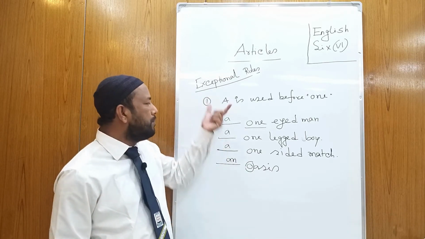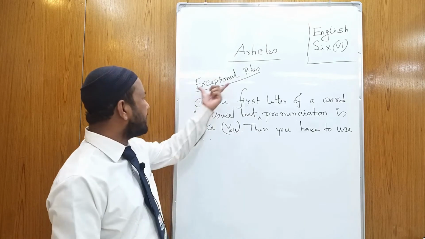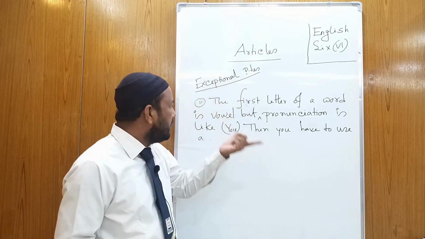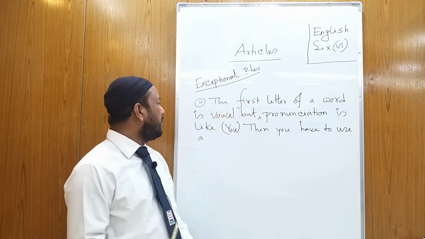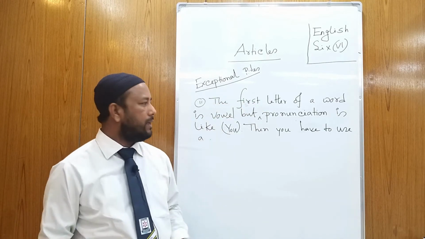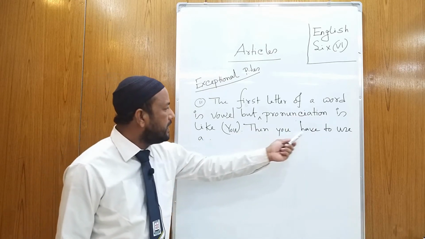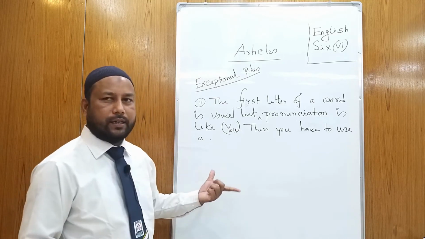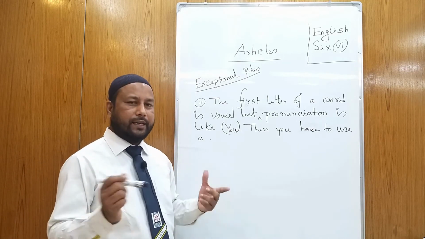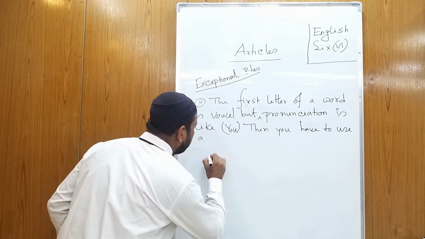Now we will move to exceptional rule 2. Look at the board. The first letter of a word is a vowel, but the pronunciation is like U. Then you have to use a. I think we will give an example. I think all the problems are clear. Here is the example.